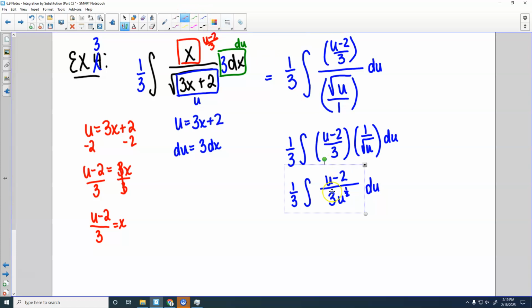Okay, so this 3 right here, I can just pull it out to the front, which will make us have a 1/3 times 1/3 there, give us 1/9. That's a good idea. Okay, so I'll have 1/9, and then I'm taking this u to the 1/2. When I move it to the top, it has a negative exponent, and then I've got this u minus 2 needs to be in parentheses. Okay, let's distribute here.